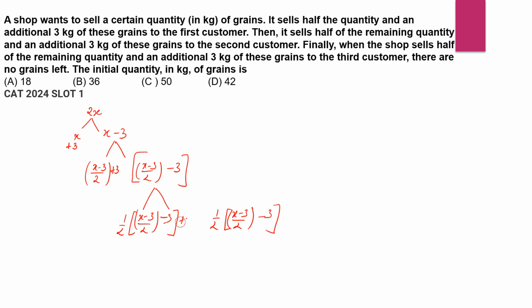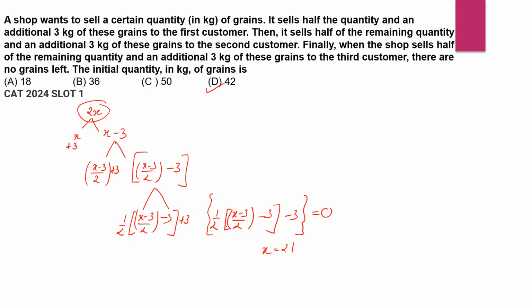But I gave 3 more kg to the third customer, so I should subtract 3 from here. So this is the final quantity left with the shopkeeper, which is equal to what? 0. So when you solve this equation, you'll get the value of x. So you'll get x equal to 21. So if x equals 21, then 2x becomes how much? 42. Yes or no? So can we solve this question in the reverse order?